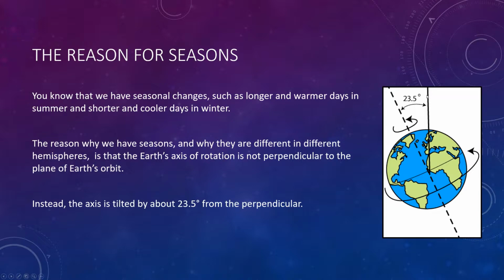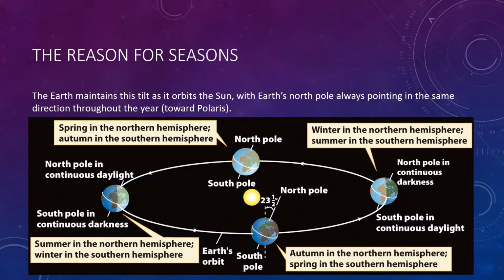So that perpendicular is this vertical line here that you see drawn. The axis about which we rotate is tilted 23 degrees from that perpendicular, or that vertical. And this is the cause for our seasons. Now, the Earth actually maintains this tilt as it orbits or revolves around the Sun, with Earth's north pole always pointing in the same direction throughout the year, toward Polaris. So, although we do spin on this axis, the axis itself does not really change. It's always pointing in the same direction as we move around the Sun.